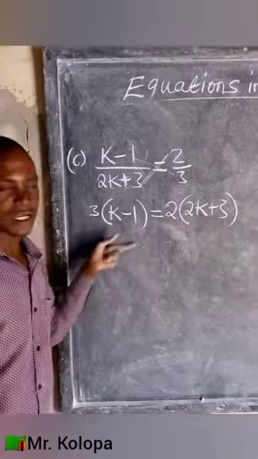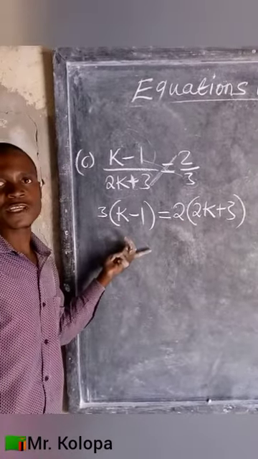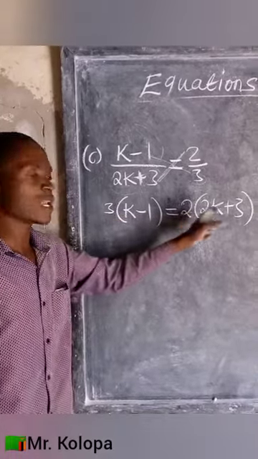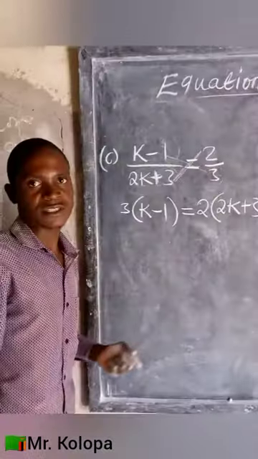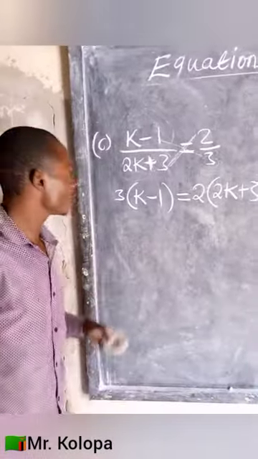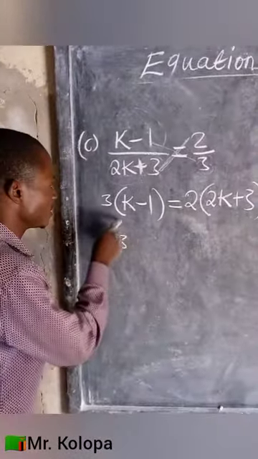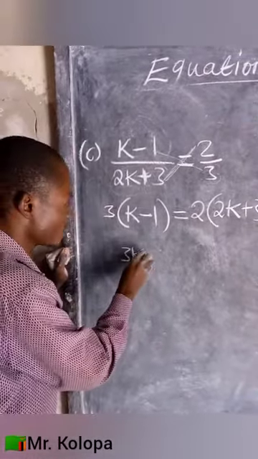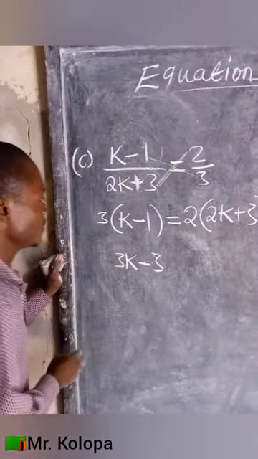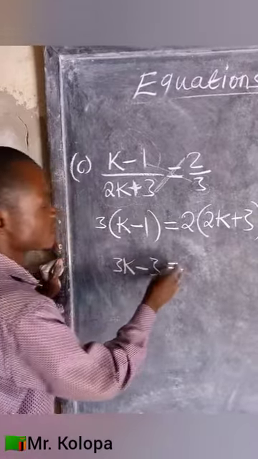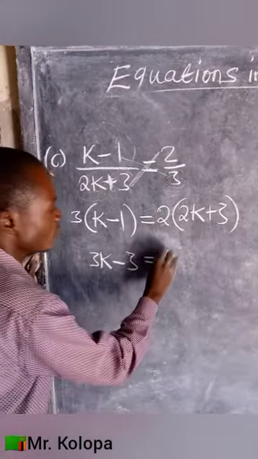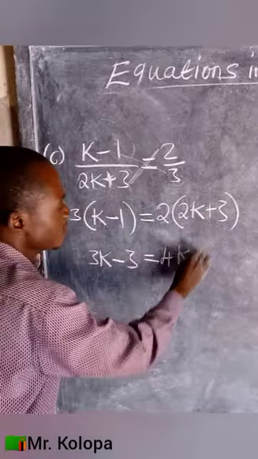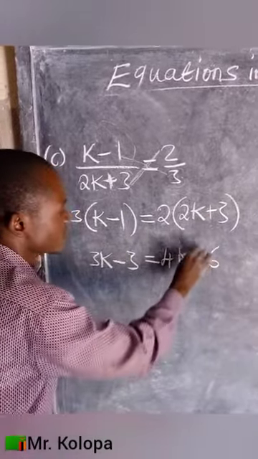Once you have something like this, it is just the previous lesson that we had. Just a matter of opening the brackets. You open the brackets, you collect the like terms. Let's do it together now. This is 3k. 3 multiplied by negative 1, you get negative 3, equals 2 times 2k, you get 4k. 2 times positive 3, you get positive 6.